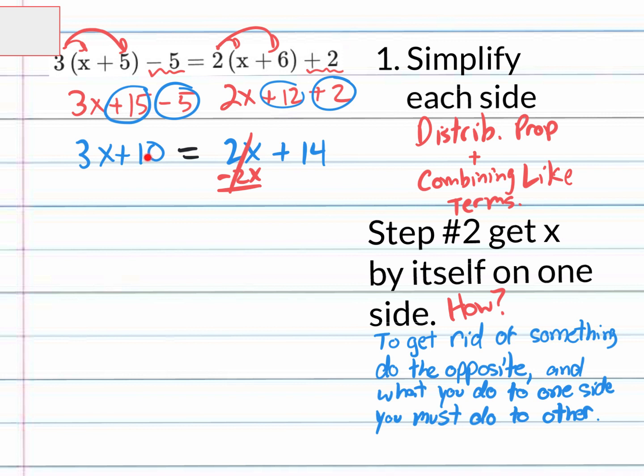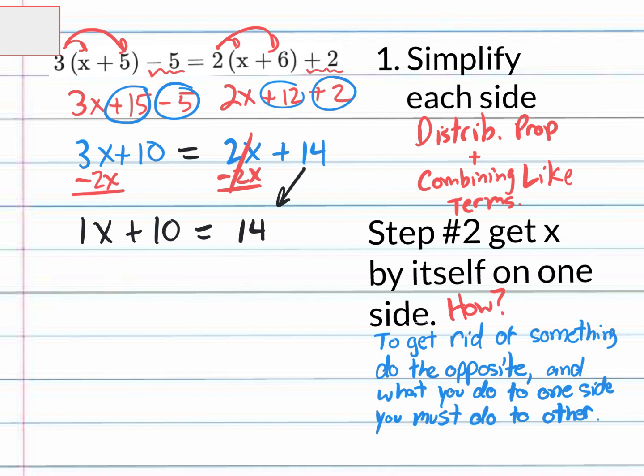So of course I can't subtract 2x's from 10. I have to subtract 2x's from the 3x. So I'm going to put minus 2x over here. Again, what I do to one side, I must do to the other to maintain the equality that exists. So I have 3x take away 2x, which is 1x. Then I have the plus 10, I have the equal sign, I have the 14 that comes down.